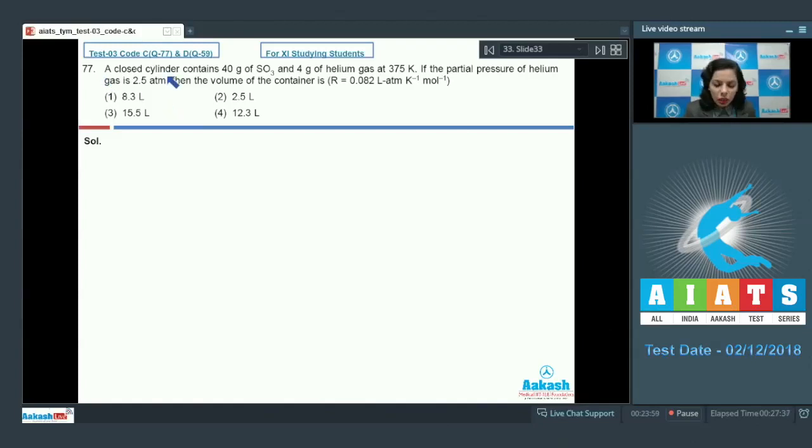Question number 77. A closed cylinder contains 40 gram of SO3 and 4 gram of helium gas at 375 Kelvin. If the partial pressure of helium gas is 2.5 atmosphere, then the volume of the container is. The value of R is also given. In this case, we have two different gases, one is sulfur trioxide, the other is helium. We just want to find out the total volume available there. That can be calculated by calculating the volume of helium gas, because that volume is available for both of these gases. And that we can obtain with the help of the ideal gas equation, that is PV = nRT.